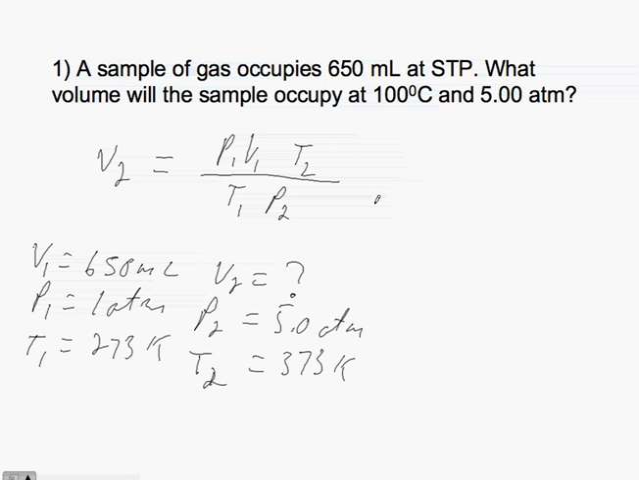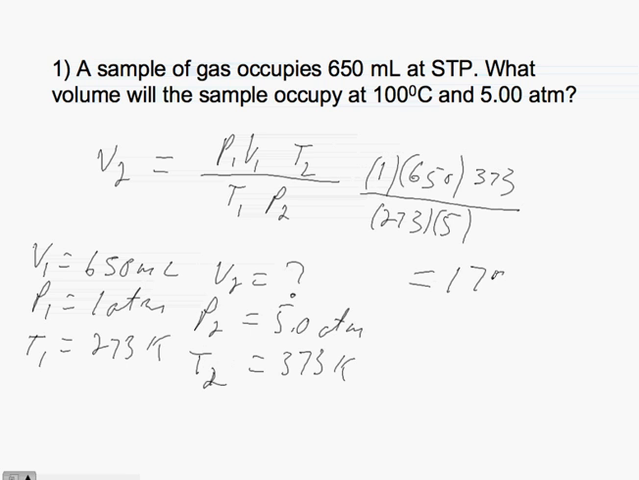When we substitute these things back into the equation, we're going to get 1 times 650 times 373, over 273 for T1, and for P2 we have 5 atmospheres times 5. When we do the calculations, our final answer would be 178 milliliters.